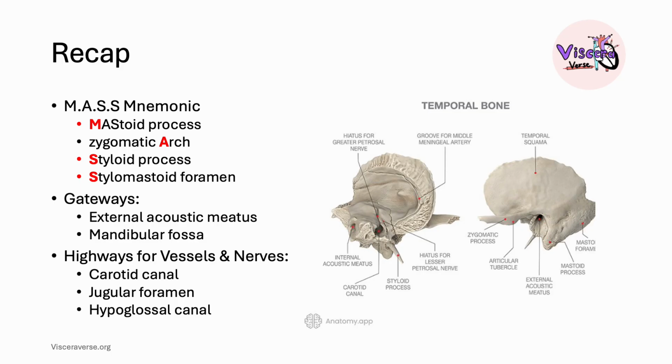Let's quickly recap what we discussed in this lecture. The M.A.S.S mnemonic will help you remember the most important structures or features in the temporal bone. And one way I love to remember that is that in your temporal bone you have the mastoid process, which is the bump behind your ear. If you feel it, I want you to remember the word M.A.S.S. And to make it easier, mastoid. M.A.S.S stands for Mastoid Process, Zygomatic Arch, Styloid Process, and Stylomastoid Foramen.